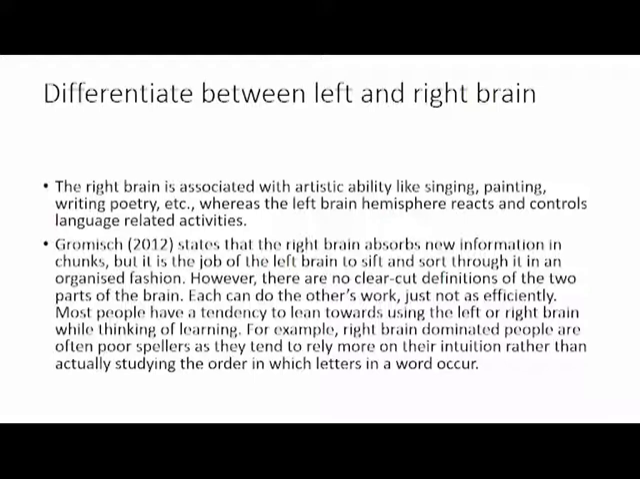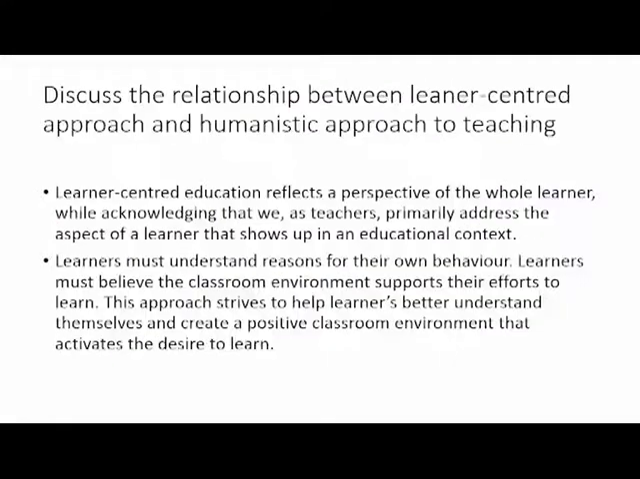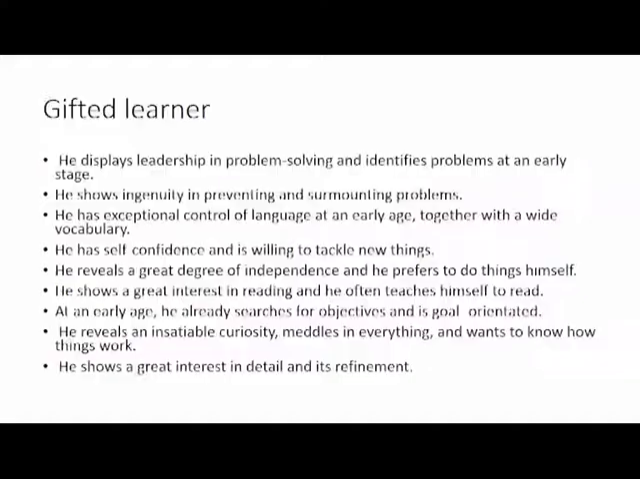Differentiate between the left and right brain. You need to understand what the brain is all about and which one is the left and which one is the right brain. And you look at the discussion of the relationship between the learner-centered approach and the humanistic approach to teaching. What is the learner-centered approach? You need to know what it is and why it is important. You need to understand learners' behavior and how this approach is needed in teaching.